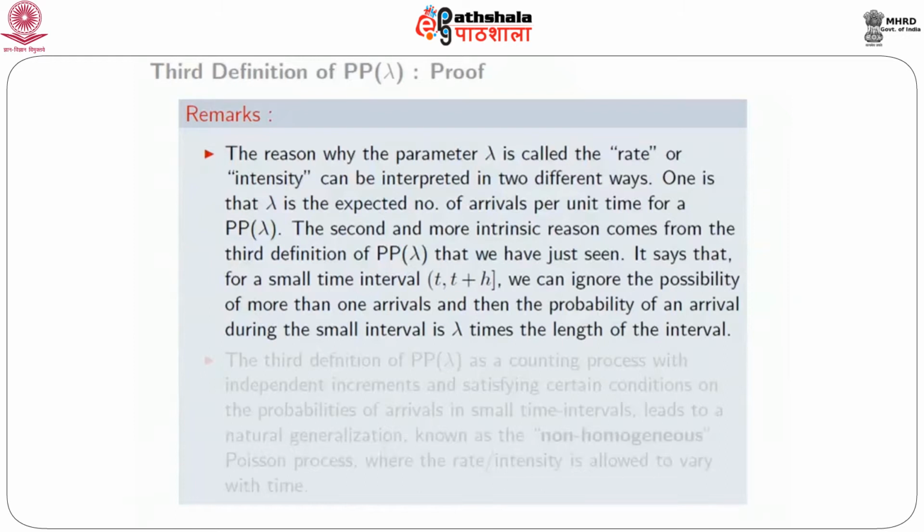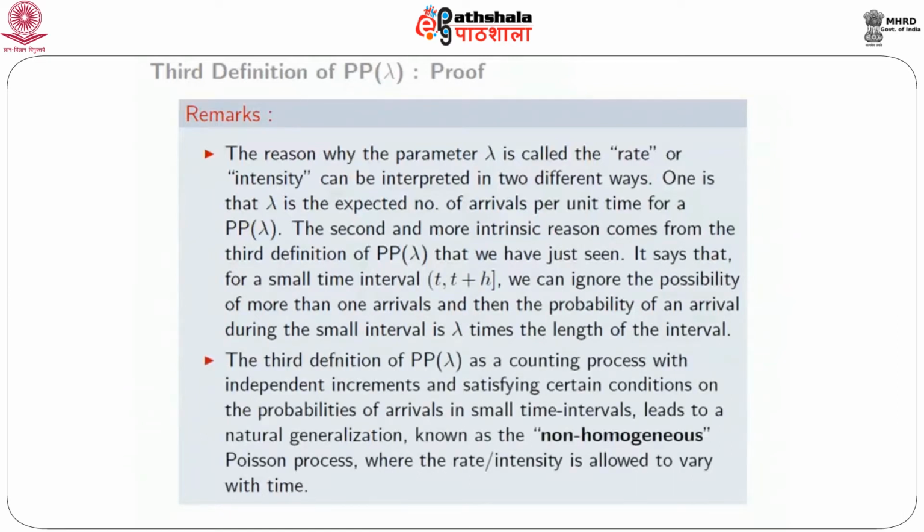But there is a second and more intrinsic way of thinking of this lambda. Why is the process called a Poisson process? That reason comes from the definition of PP that we have given. It says that for a small time interval t to t plus h, we can ignore the possibility of more than one arrival, and then the probability of an arrival during the small interval is lambda times the length of the interval.